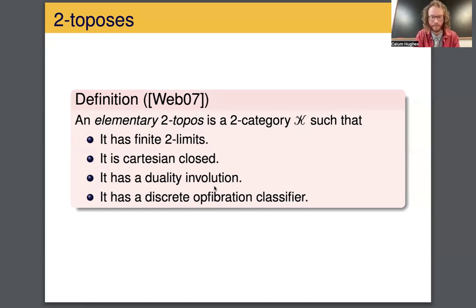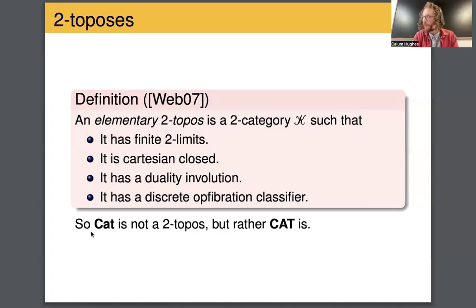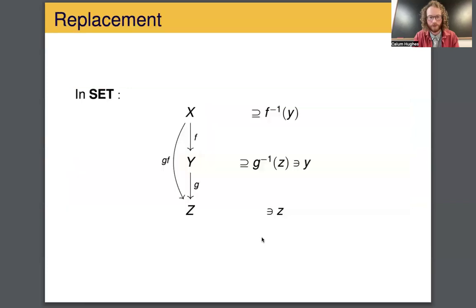So I don't necessarily want to say anything about this duality involution today, but it's something that is desirable. And the point is that the category of small categories is not a 2-topos, rather the 2-category of larger categories is. So now there's this notion of size that is differentiating our example. If we return to the axiom of replacement, we also had this notion of size that made us unable to incorporate it into the elementary theory of the category of sets.